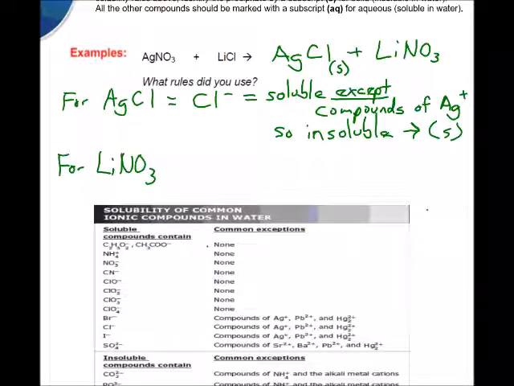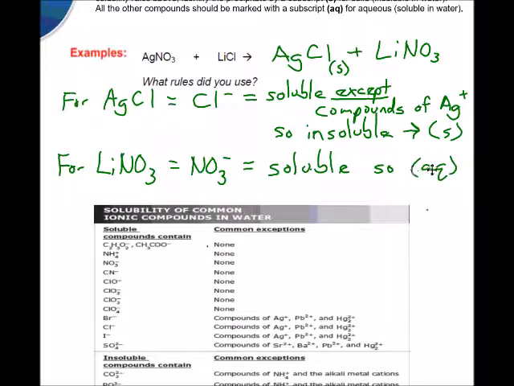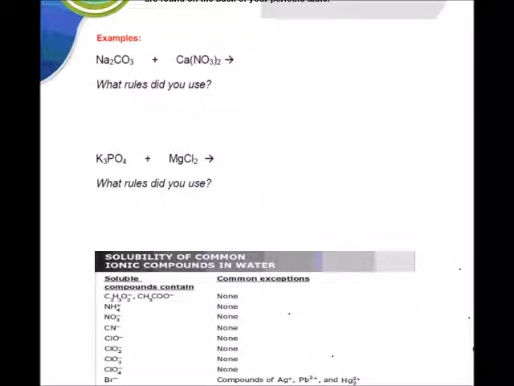We'll go ahead and check lithium nitrate. For lithium nitrate, we're looking at the second part. So we're going to use the rule for nitrate. NO3 is right here. Nitrate is always soluble, no exceptions. So you can be confident that this one is aqueous. So I'm going to label it up here, aqueous. So for this one, silver chloride is going to be the one that has the precipitate. It is solid. Okay, let's do a couple more examples.